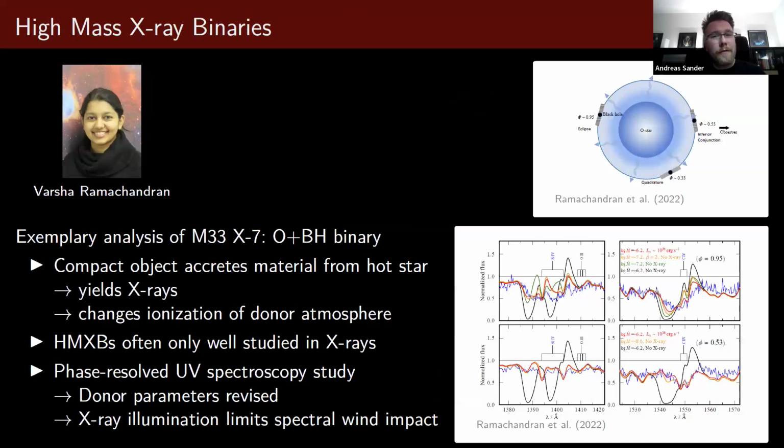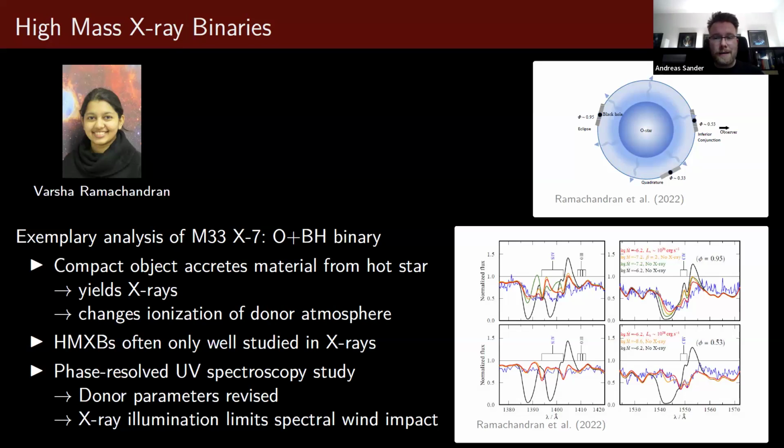So now let me go through some of the efforts that I'm doing or have recently done in the group. I've made some selections, and this is by far not all, but of course I had to make some choices given the amount of time. So for example, my postdoc Varsha Ramachandran has worked on high mass X-ray binaries. 2 years ago she published a paper on the exemplary analysis of M33 X-7, where you have an O star with a black hole. In this case, you have a particularly interesting situation that the stellar wind is not the same depending on the orbital phase, because you have the black hole accreting, which generates X-rays, and then the X-rays again are disturbing the stellar atmosphere.